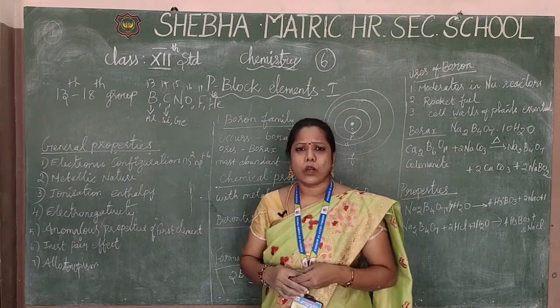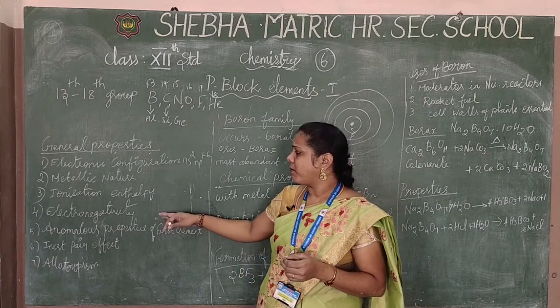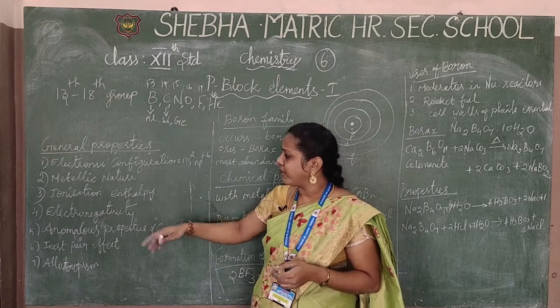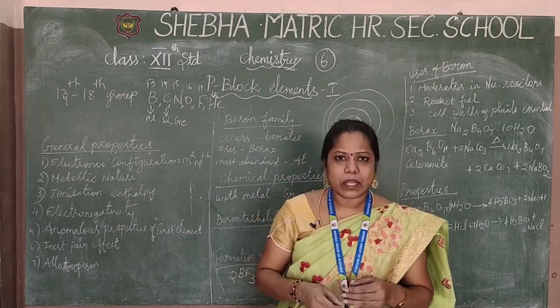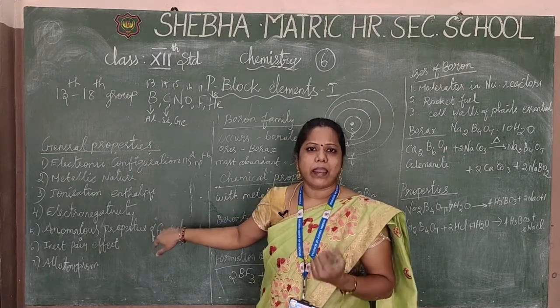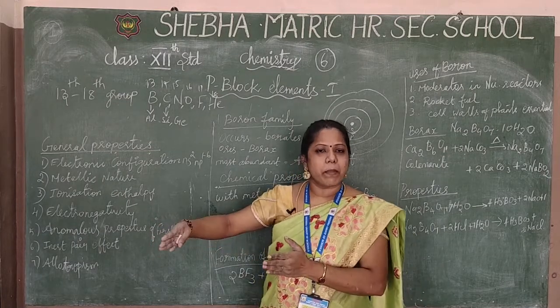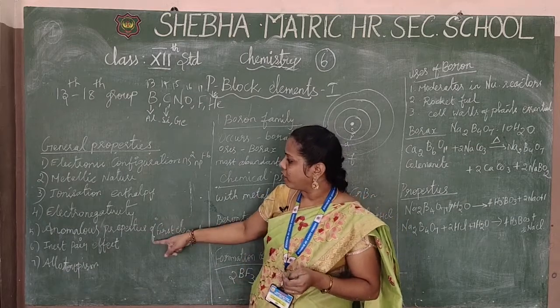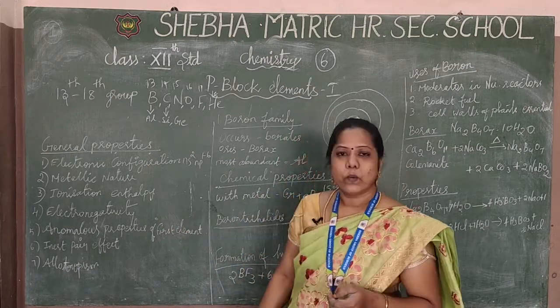Next, electronegativity. So electropositivity is the metallic nature. Likewise, we have to go for electronegativity. Negativity means gain of electrons. If a metal gains electrons, that category is called electronegativity. And then go for the anomalous properties of the first elements.